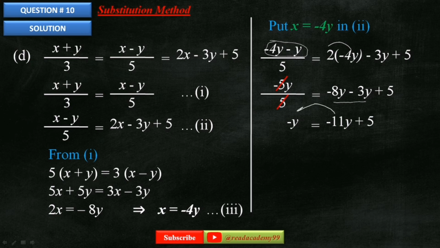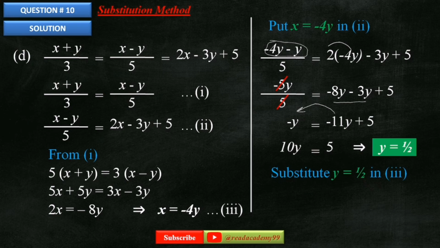Now minus 11y goes to the left-hand side, which becomes plus 11y. So 11y minus y equals 10y, which is equal to 5. Now divide 10 on both sides, and we have y equals 1/2. Now to find x, I'm going to put this value of y in the third equation. So x equals minus 4 times 1/2, which is equal to minus 2.